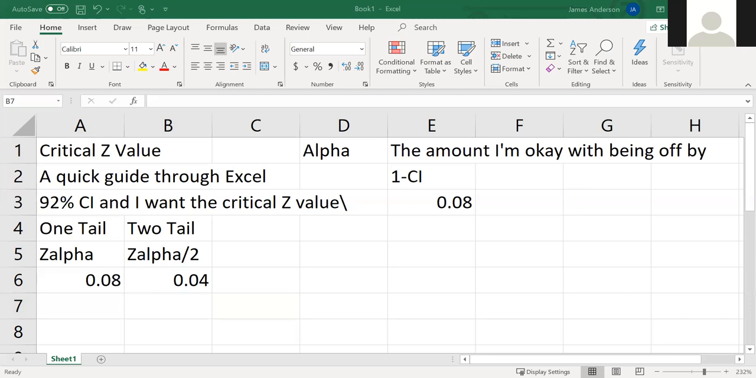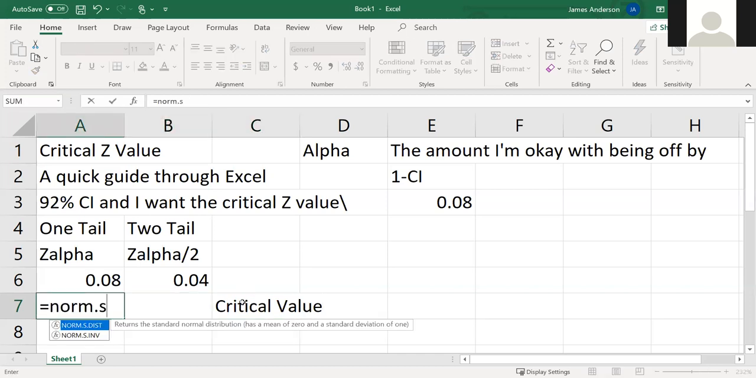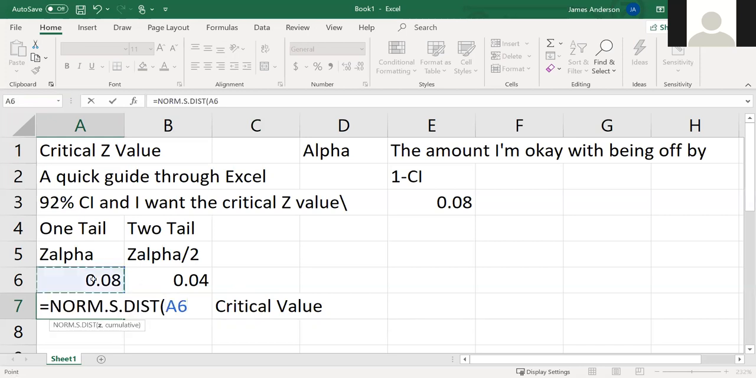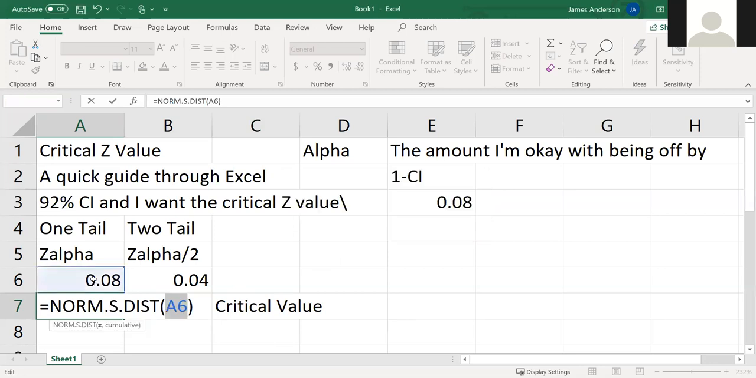So how we do this is actually really easy. So critical value equals norm.s.dist of our value. Oh, what is it wanting?